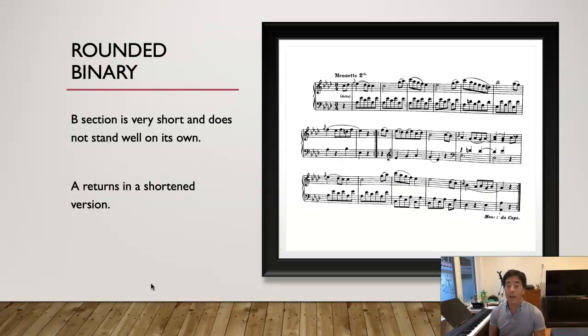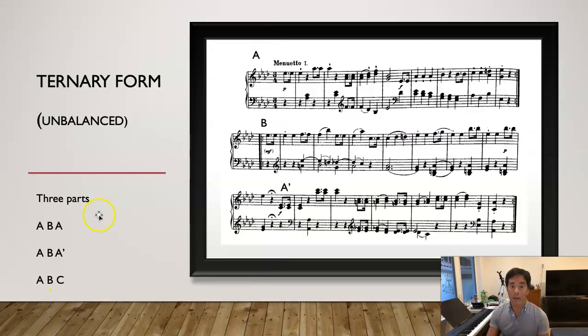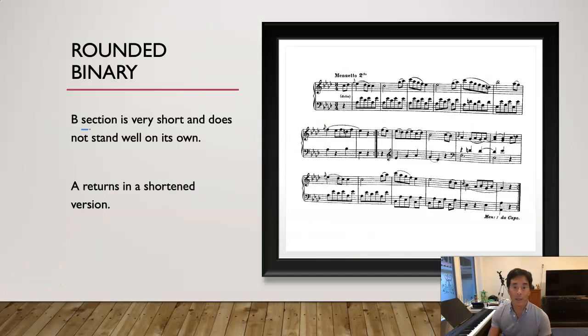Okay, in this one, the B section is very short. It doesn't really stand on its own. And when A comes back, it's shorter. So it's not really the whole thing of A. Maybe it's half of A or part of A. But if you look at this, it's almost like a binary form in two sections, rather than what we just looked at, where clearly the second part is twice as long. It looks like there are two parts here rather than one in the second part. This one here is a lot more even.